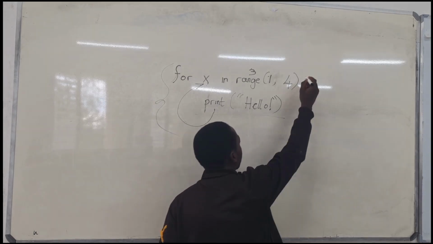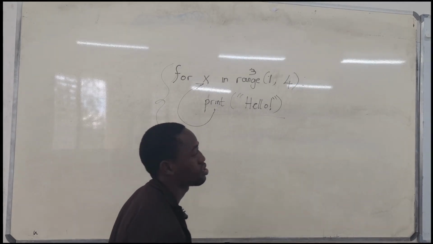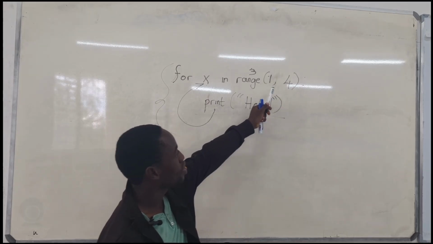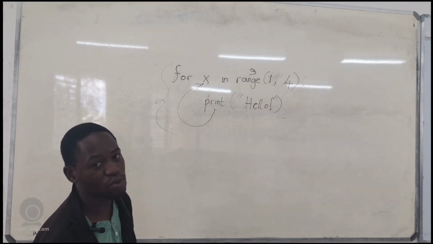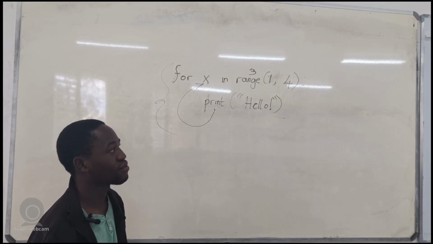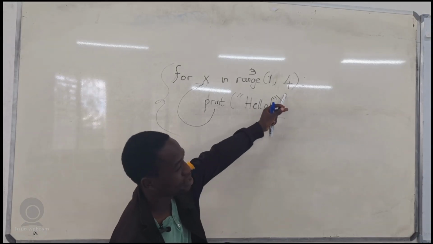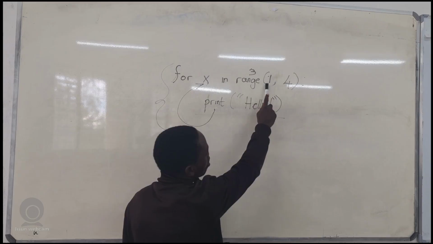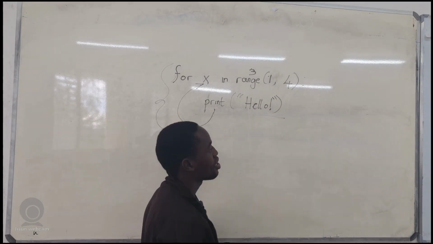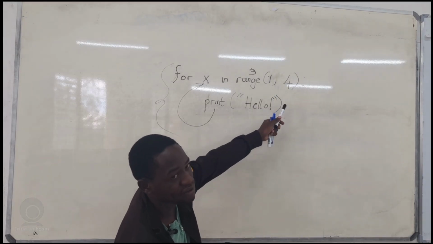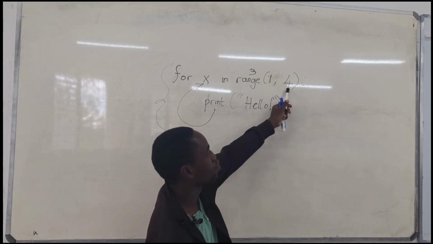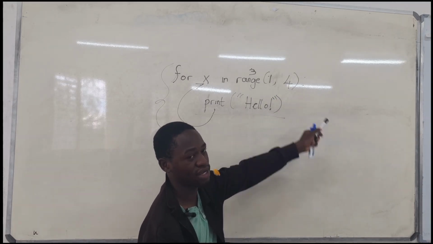And then don't forget those. So when you say 1, 4, it just means you want to print it 3 times. But yes, you have written 4. The thing with range, when you write it with 2 values inside like this, is that the last number is exclusive, which means we will not actually reach 4, but we will do 4 minus 1.